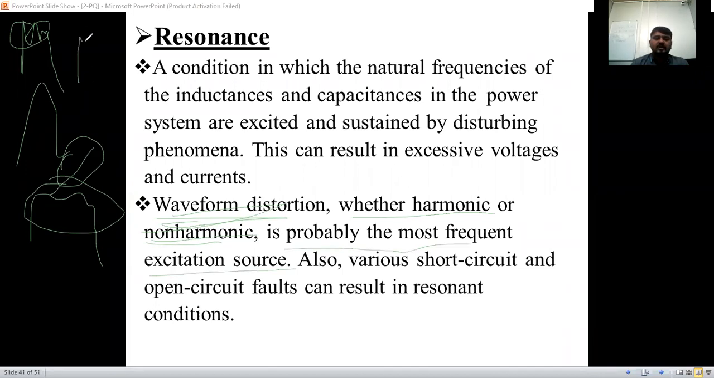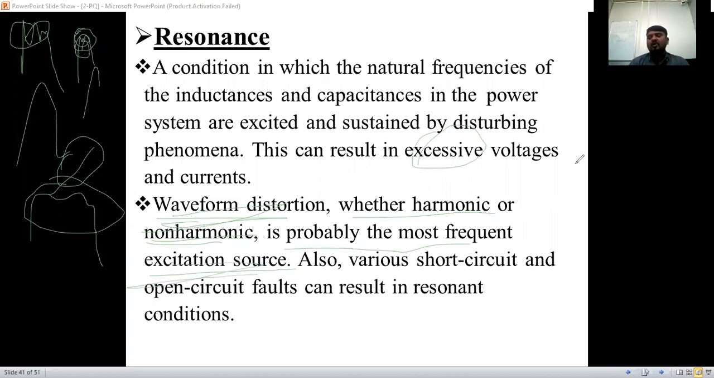This is probably the most frequent excitation source. When it increases like this, the pulses, the excessive voltages and currents it produces, that is what we call the most frequent excitation source.